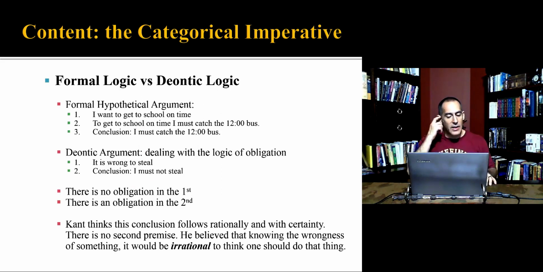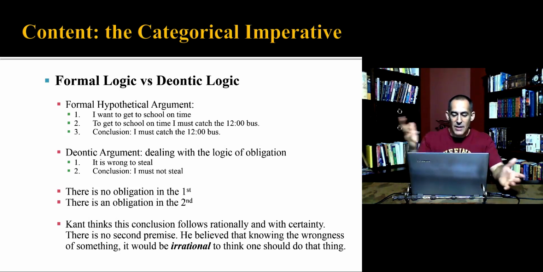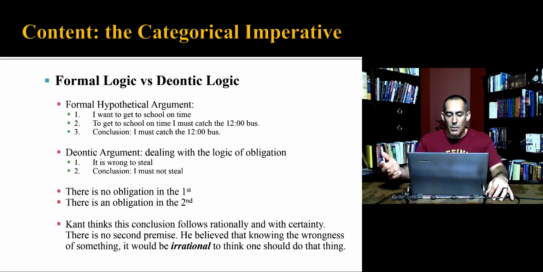And this is a slide that I actually had in the introductory lecture PowerPoint, where we're comparing what we might call deontic logic with formal logic, and just showing you an introduction to the different types of arguments. At that point, we were really concerned with a formal logical structure, just so you understand how you work from premises to conclusions. But here's a basic hypothetical argument where, I want to get to school on time, and to get to school on time, I must catch the 12 o'clock bus. Therefore, I must catch the 12 o'clock bus.